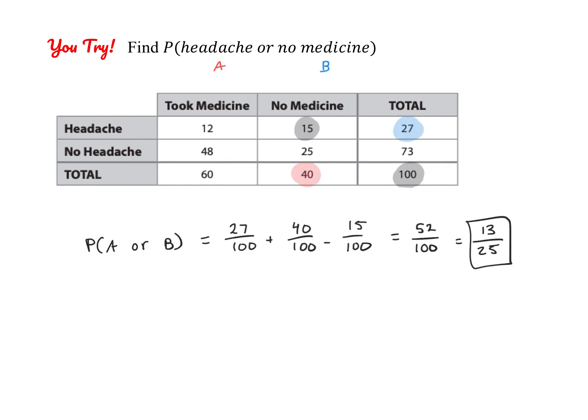All right, go ahead and check here. So this is an overlapping event. So the probability of having a headache is 27 out of 100. The probability of not taking medicine is 40 out of 100, and there are 15 overlapping events where they received a headache and took no medicine. So you have to subtract that away, so you end up with a probability of 13 over 25.